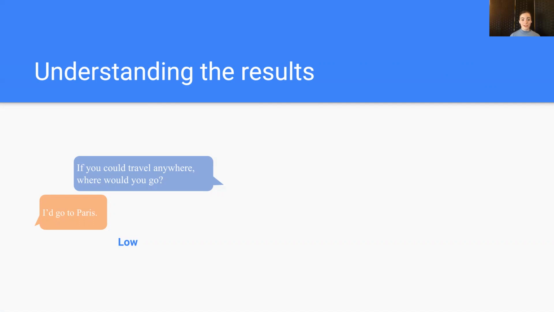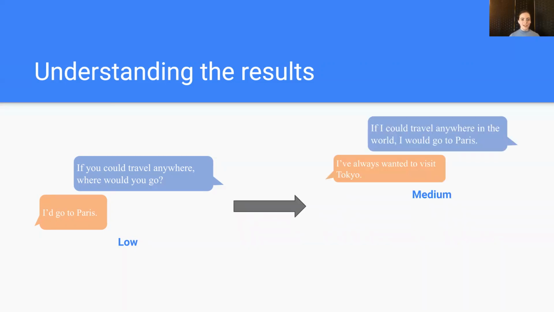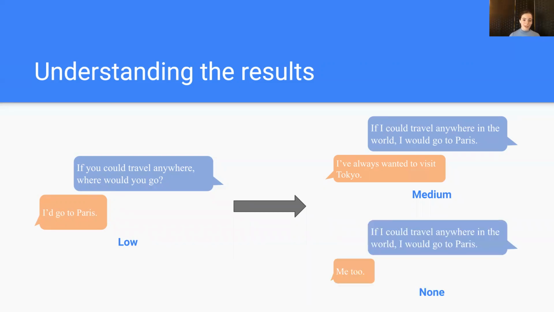Since our bot's baseline behavior, which is shown here, was to ask a question, turns without any intervention tended to have low initiative. When an intervention was used, we found that user responses were divided between no initiative and medium or high initiative. To get a sense of what that might look like, take the original question, "If you could travel anywhere, where would you go?" And replace it with, "If I could travel anywhere in the world, I would go to Paris." On top, the user takes medium initiative in response to that statement by bringing up their own topic, Tokyo. And on the bottom, the user allows the bot to maintain control by giving a more passive agreement.